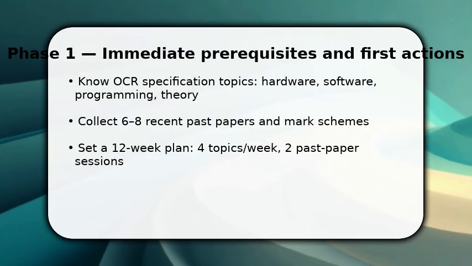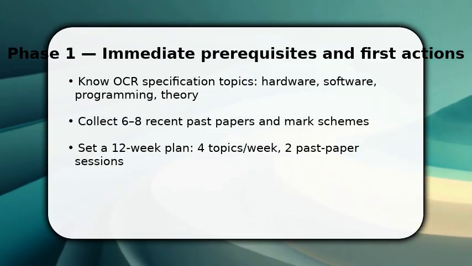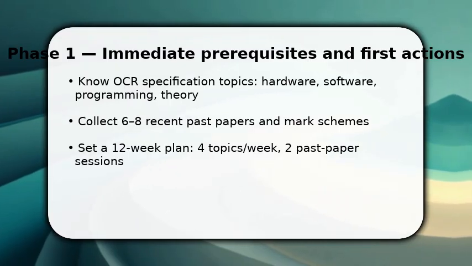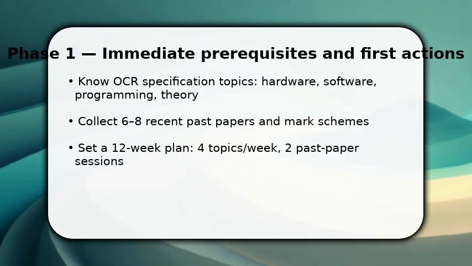You begin by mapping the OCR specification to study blocks. This tells you what to learn and why each topic matters. Once done, prioritize weak areas and schedule 4 topics per week with 2 past paper sessions.